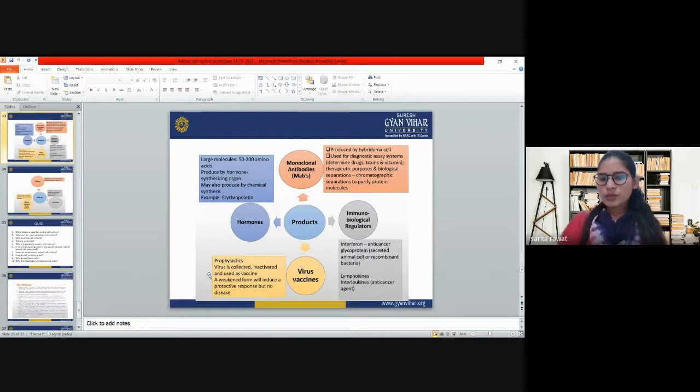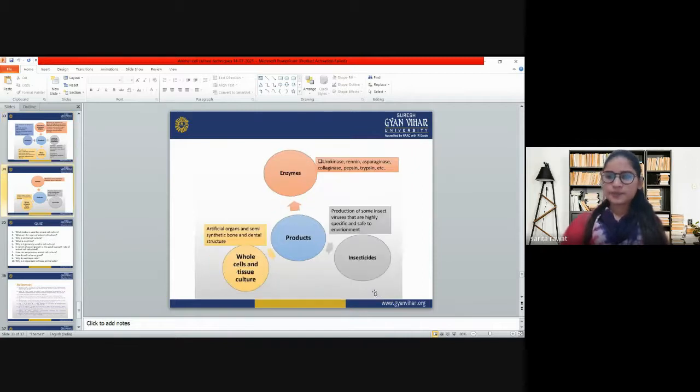Also it is used as the prophylactics of the virus. It is collected and inactivated and used as a vaccine. A weakened form will induce a protective response but no disease. And interferon, an anti-cancer glycoprotein, is produced by selected animal cells or recombinant bacteria. Lymphokines are interleukins that are used as an anti-cancer agent.